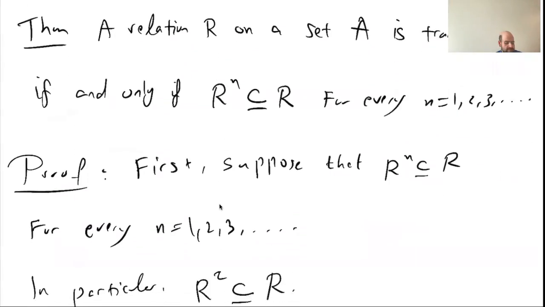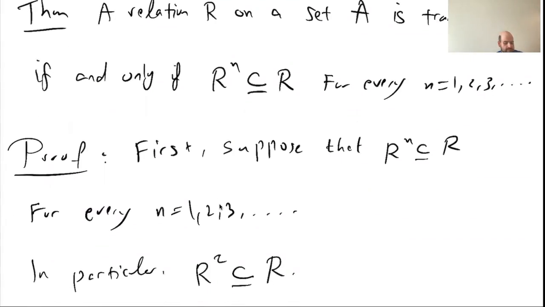So to prove this, we first said, suppose that R to power n is a subset of R for every n equals 1, 2, 3, and so on. And we said that this means that R to power 2 is a subset of R, right? Because this is true for every n, 1, 2, 3, and so on. So R to power 2 is a subset of R.